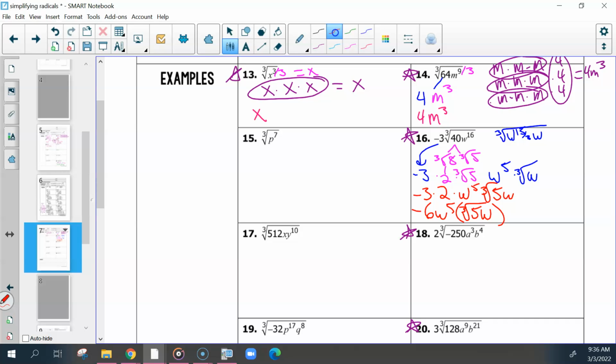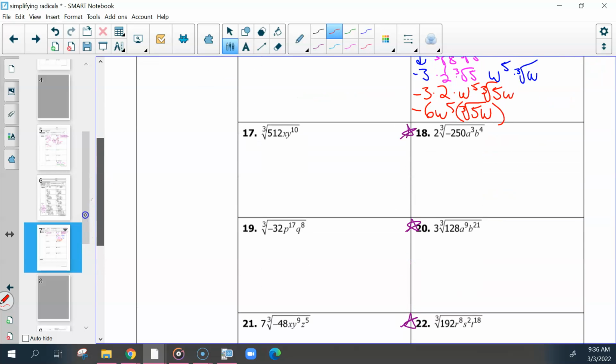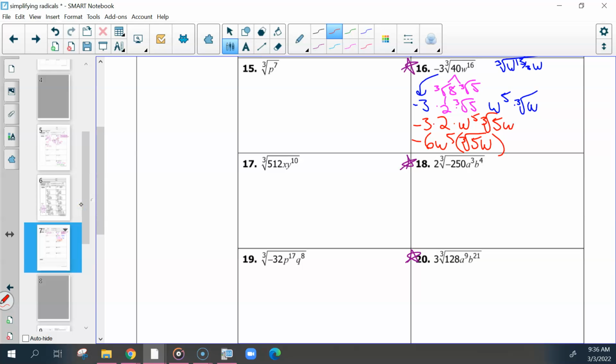Do we have any questions on that one? Let's do a few more. Number 18. We have the 2. We're going to bring out this negative so that way we don't have to worry about it until later.